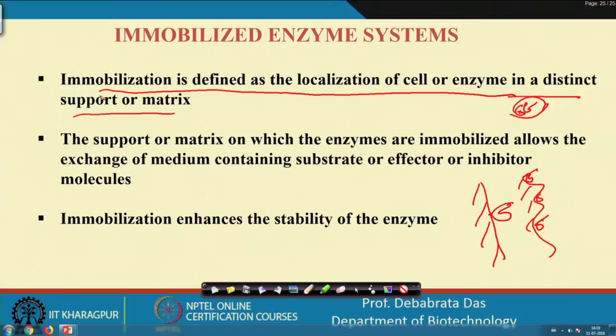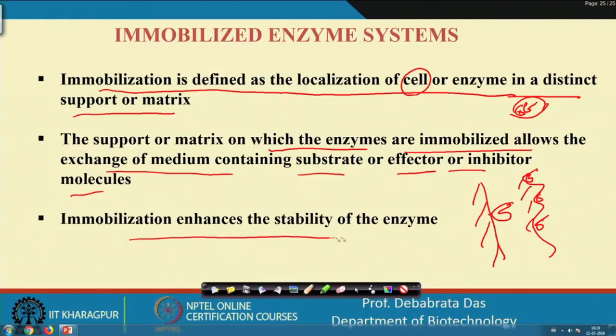That is why immobilization is defined as a localization of cells. We can have cells or enzymes in a distinct support and solid matrix. The support and solid matrix on which the enzymes are immobilized allow the exchange of media containing substrate, effector or inhibitor molecules, and immobilization enhances the stability of the enzyme, because stability of the enzymes is a very important factor.